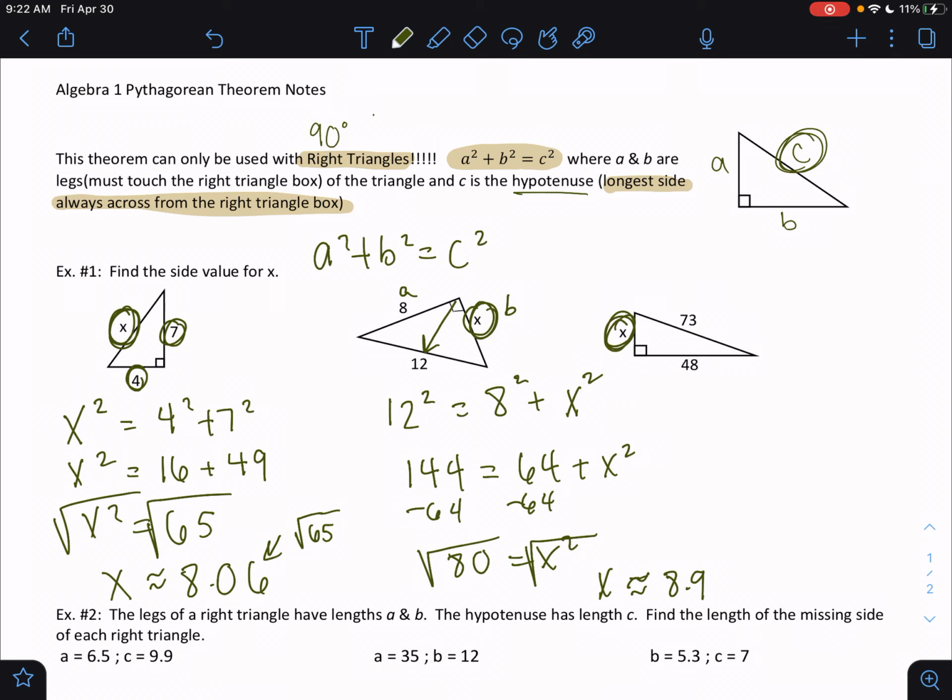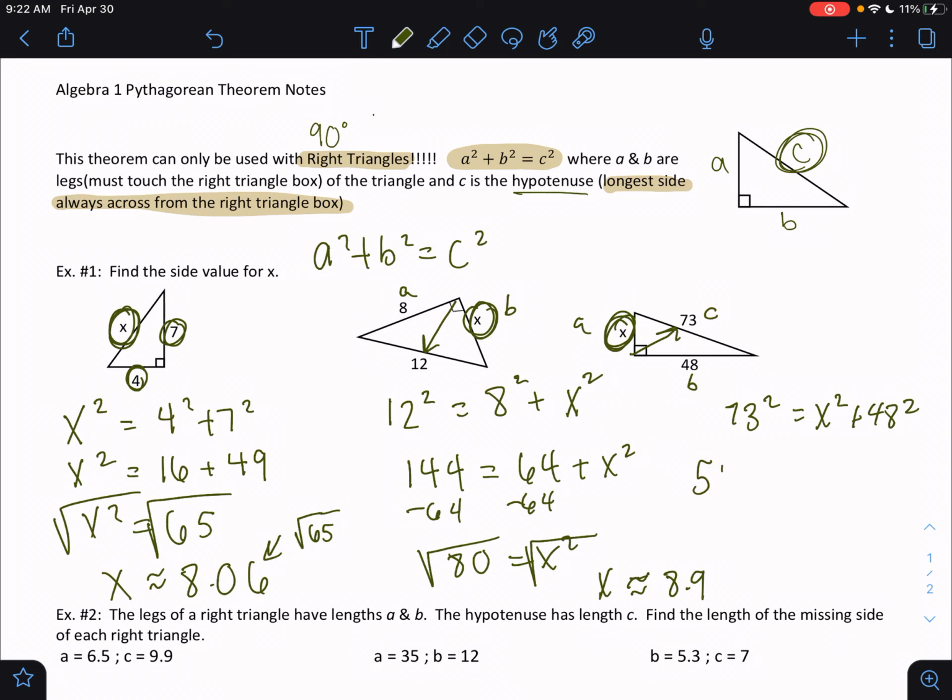Okay, this one we're solving for this side. So again, remember this is going to be our c, and then a and b are interchangeable. So we'll have 73 squared equals x squared plus 48 squared. So these are some larger numbers. You probably will have to use your calculator for this one.